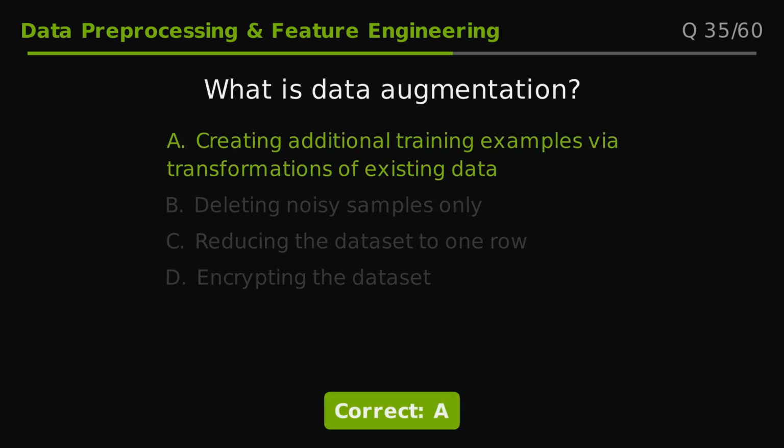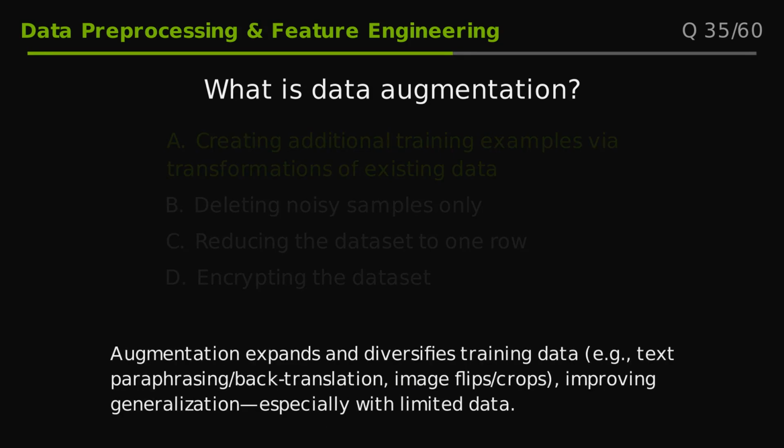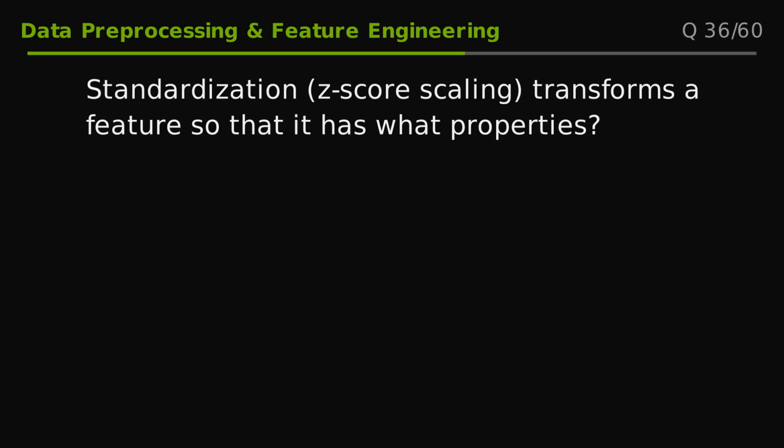The correct answer is A. Augmentation expands and diversifies training data, for example, text paraphrasing by back translation, image flips or crops, improving generalization, especially with limited data.